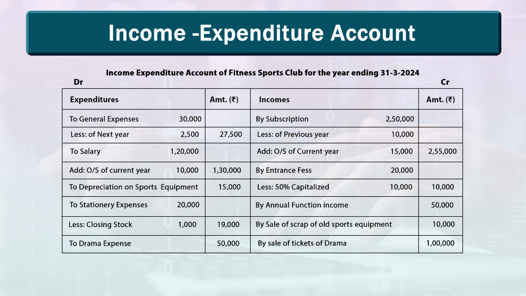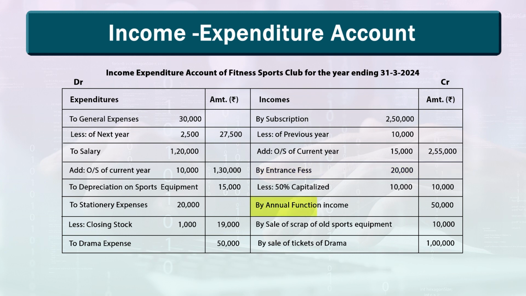Going to the income side, the first entry is subscription of rupees 2,50,000. From it, we deduct previous year's subscription of rupees 10,000 and add outstanding of current year of rupees 15,000. The amount recorded is 2,55,000 rupees. After that, we have entrance fee of rupees 20,000. 50% has to be capitalized, so we deduct 50% of it, which is 10,000 rupees. The amount recorded is 10,000.